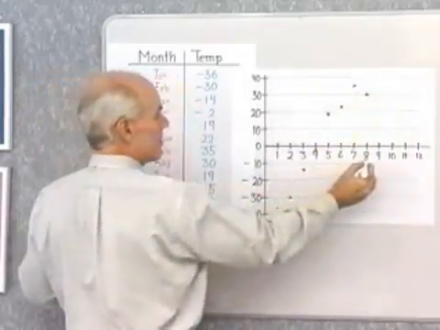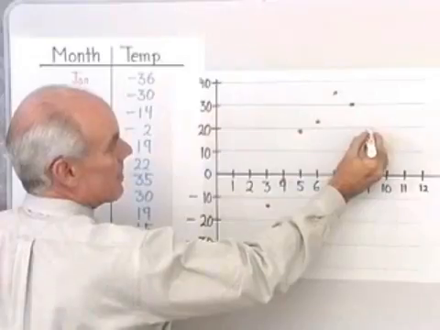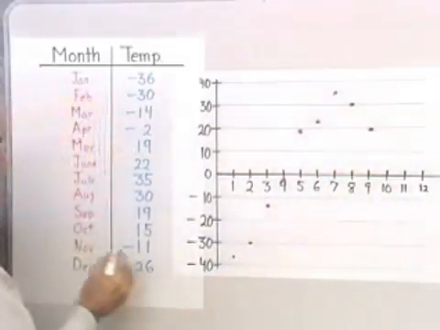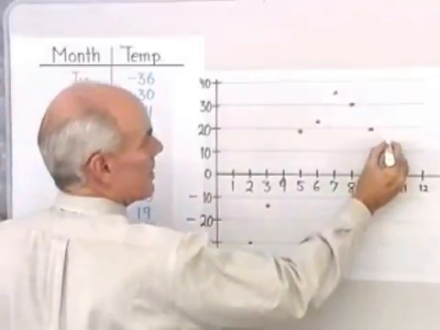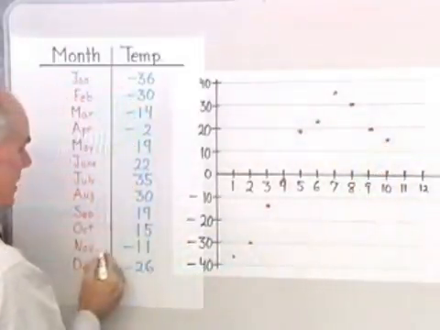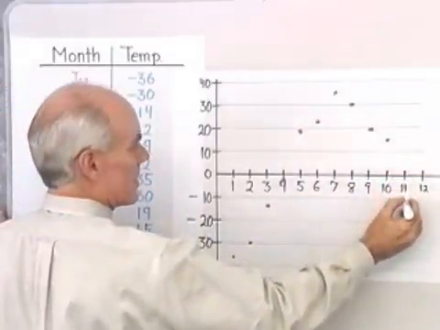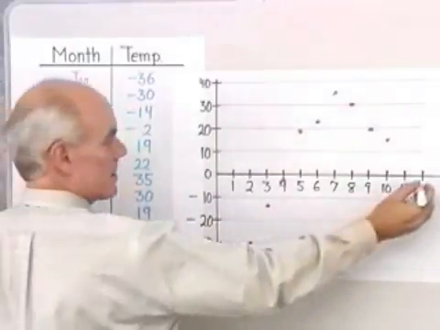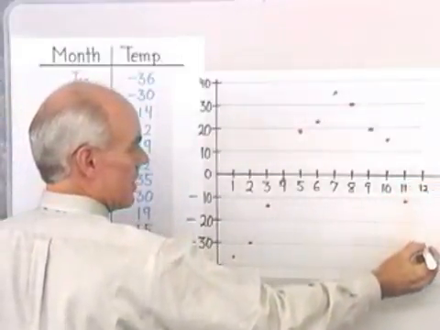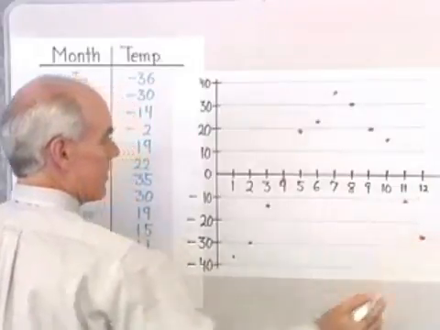And September, 19 degrees, so 9 and 19. Let's see, I want to go straight up. 10 is 15 degrees, so straight up from there. 11 is minus 11 degrees, so at 11, here's minus 10, minus 11. And then 12 is minus 26. So 12, minus 10, 20, 30, 25, 26. So that will be right here.